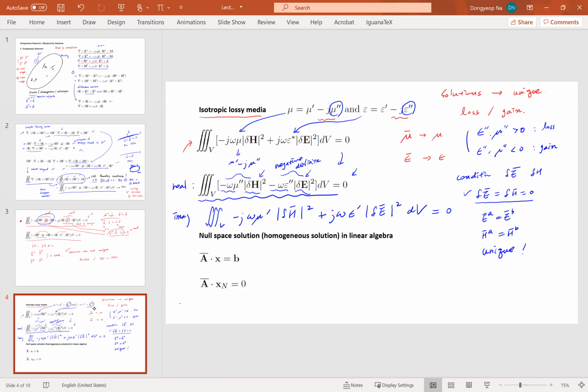Okay, so actually this situation is very similar to the null space solution in linear algebra. For example, this is our linear system. B describes a kind of driving force, a kind of source, and X is our solution. A is a kind of operator or matrix, modeling something like a curl or Laplacian operator. But if there is no source, this solution is called a null space solution.